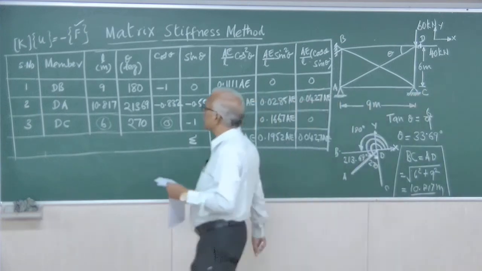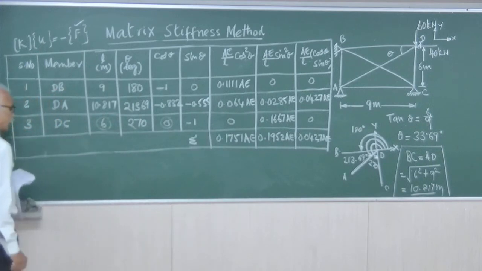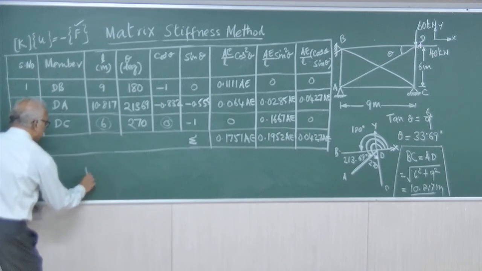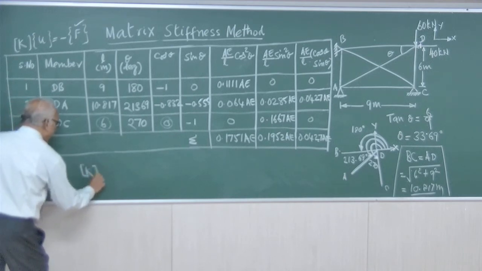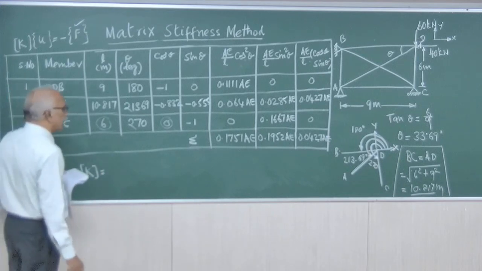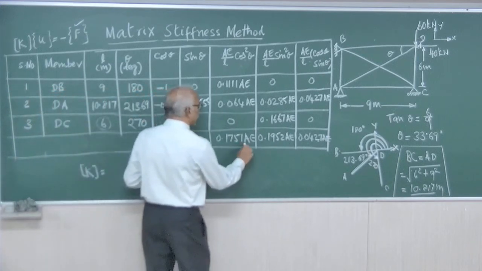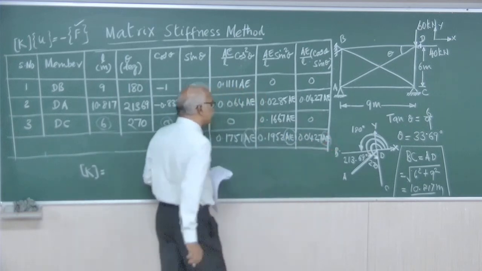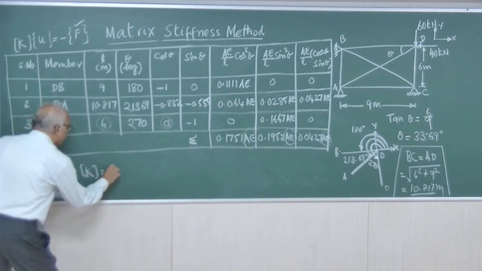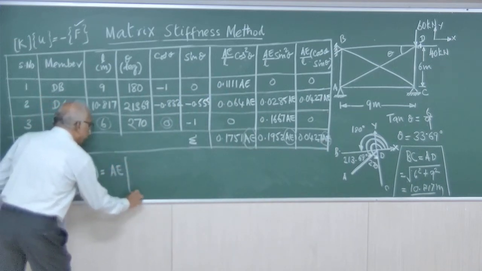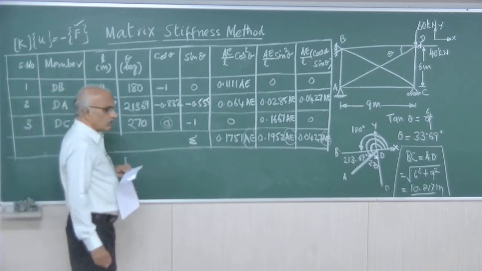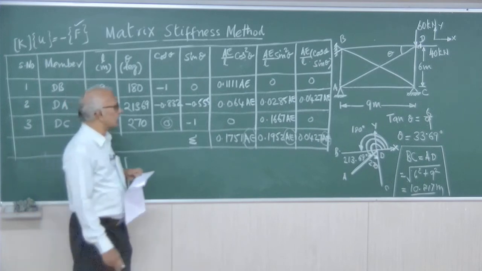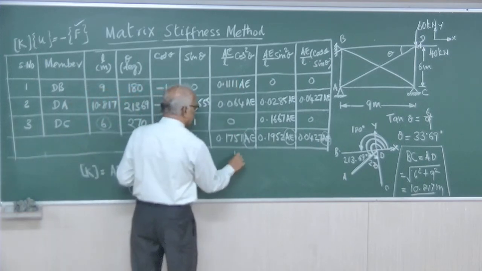Right, that's about the tabulation. Now, the K values we can straight away write. The K matrix will be 2 by 2. In all the cases, AE is the same. Therefore, AE we can take outside. We know K11 equals sigma AE by L into cos square theta. So, this is K11.